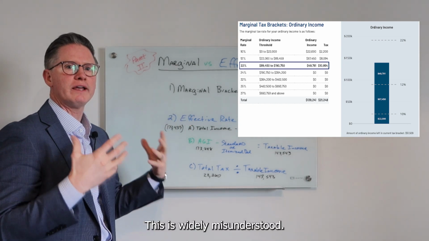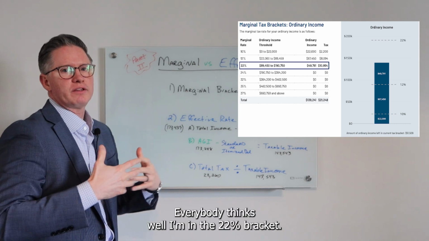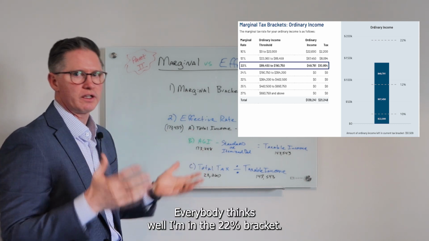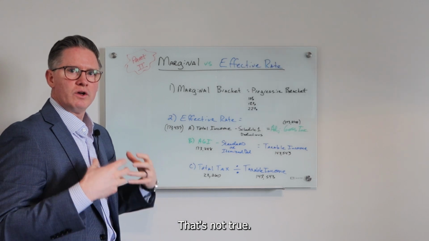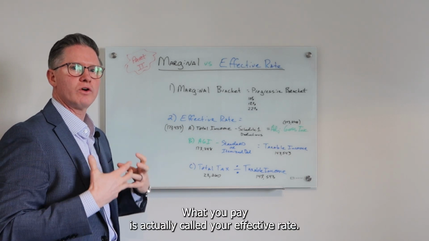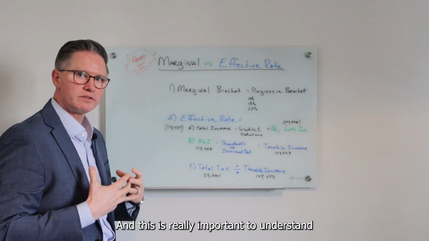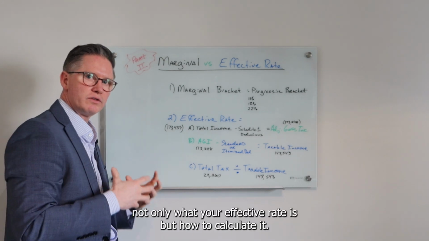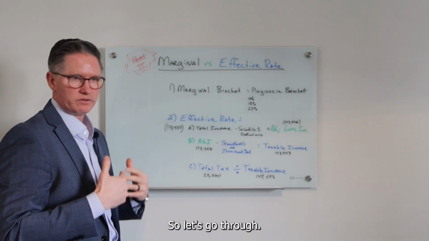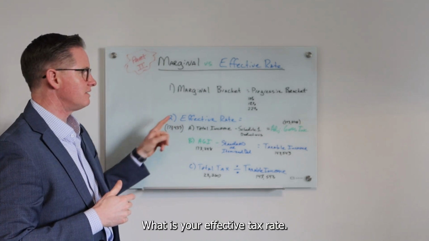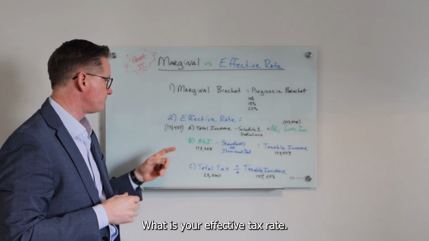This is widely misunderstood. Everybody thinks, well, I'm in the 22% bracket, I pay 22% income tax. That's not true. What you pay is actually called your effective rate. And this is really important to understand not only what your effective rate is, but how to calculate it. So let's go through what is your effective tax rate.